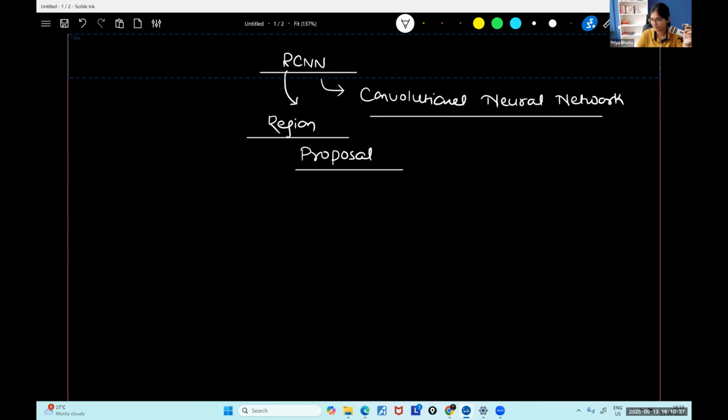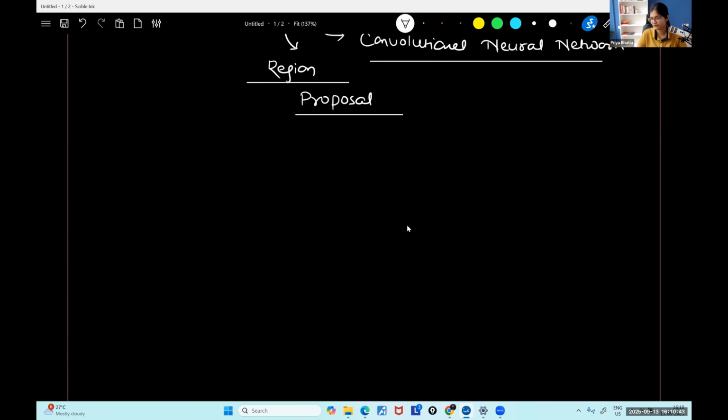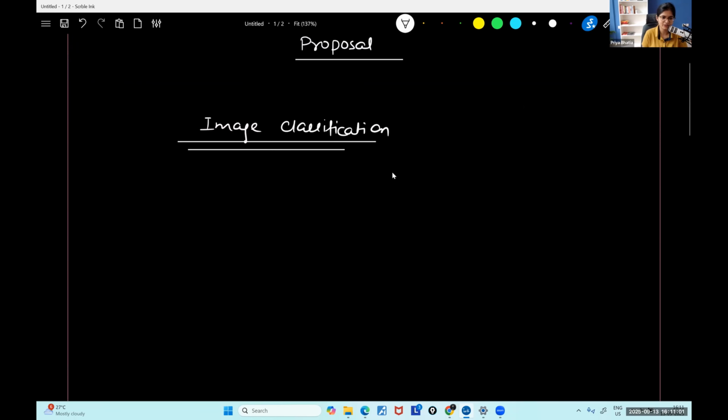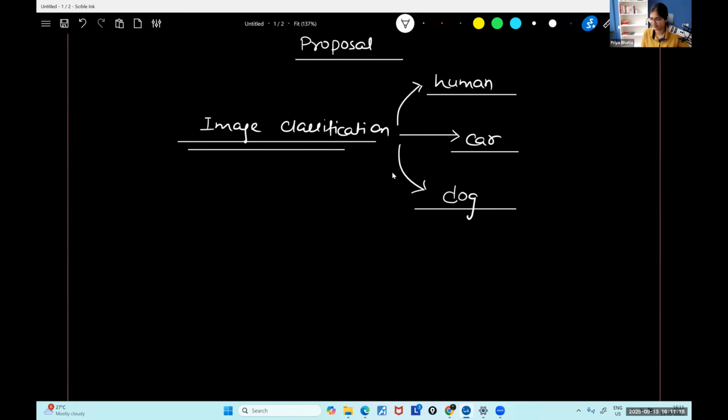To understand this in a lot more detailed manner, let's first of all understand a few key terms which I really want to talk about. So far, everybody knows the meaning of image classification, because that is what we have covered earlier. If I give you an image of a human, your model should be able to classify that, okay, this is a human. If the image belongs to a car, the model will classify it as a car. If the image is of a dog, our model will classify it as a dog.